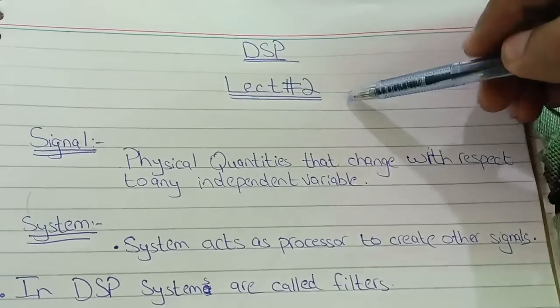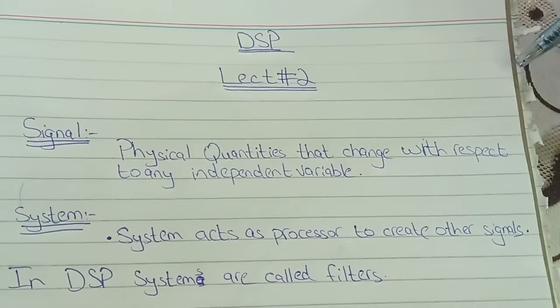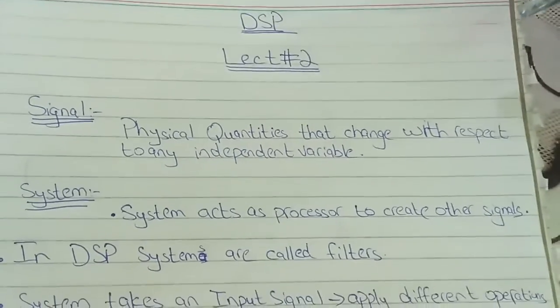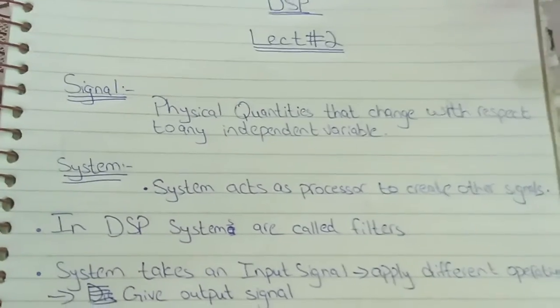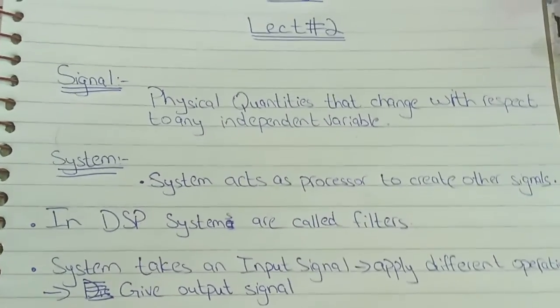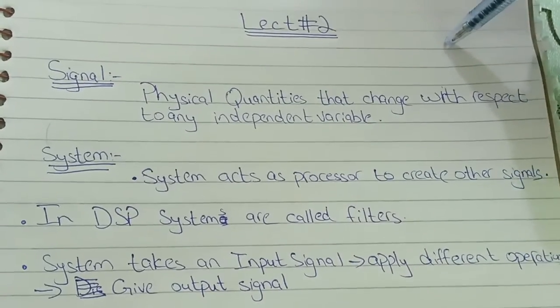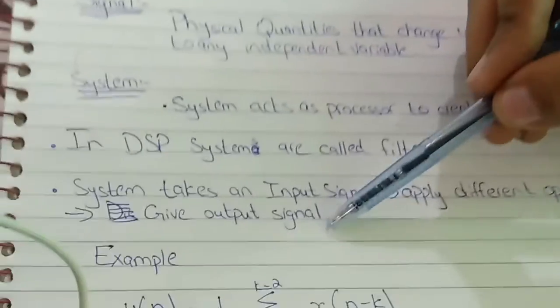What is a signal? A signal is a physical quantity that changes with respect to any independent variable. What is a system? A system acts as a processor to create other signals. In DSP, systems are also known as filters. Basically, a system takes an input signal, applies different operations on it, and gives an output signal.